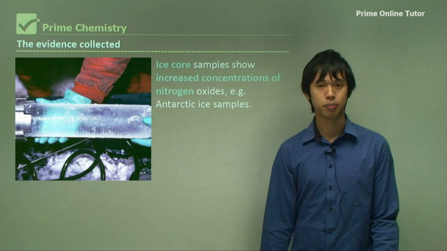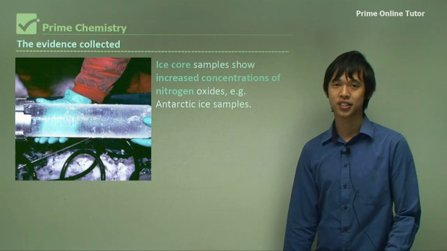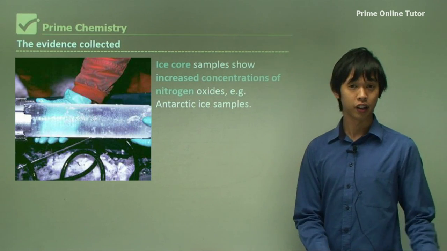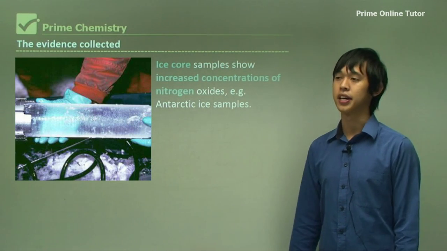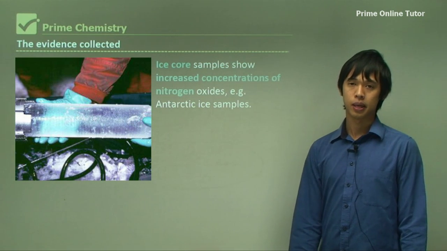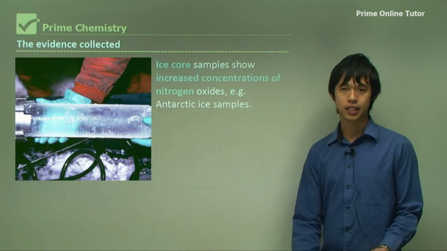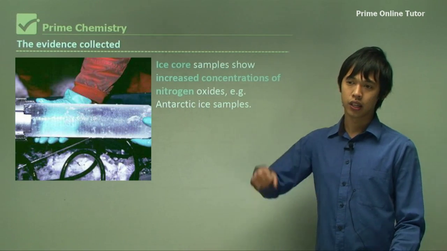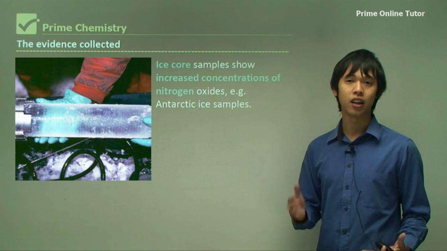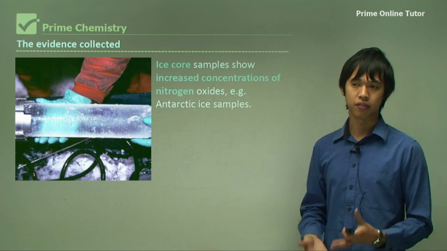However, we have collected some evidence, obviously, otherwise international agreements couldn't be formed. So there are ways to infer the amount of sulfur and nitrogen in the atmosphere. One way is to look at ice core samples. So you go to, say, Antarctica or the Arctic Circle, and you cut a cylinder of ice out of the Arctic.